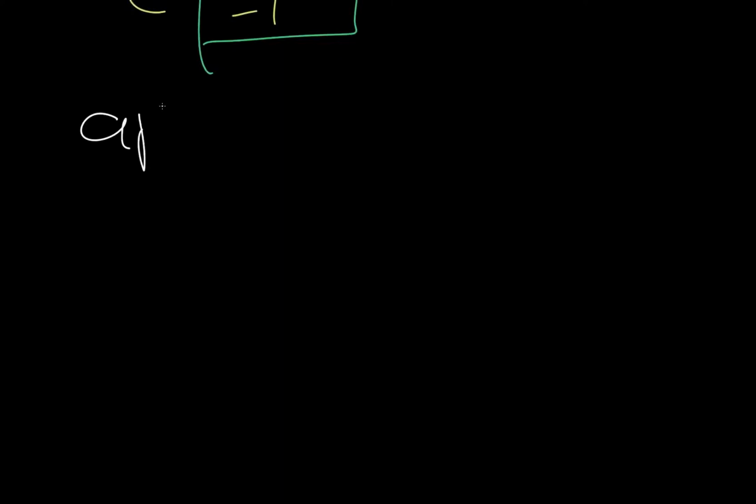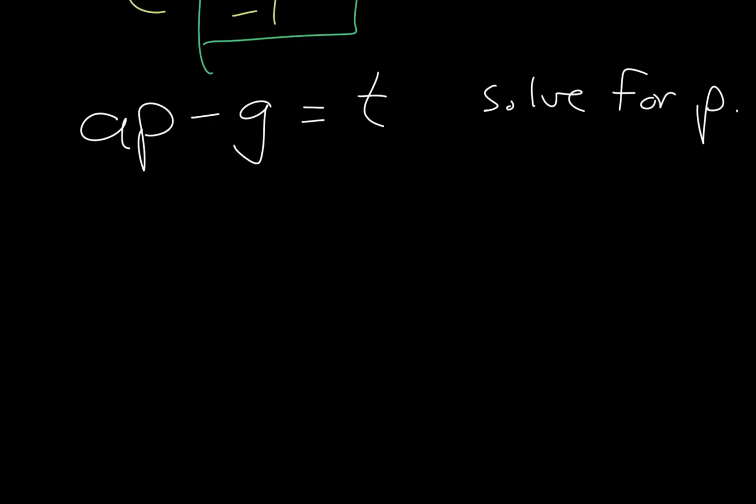Let's do AP minus G equals T. This time we're going to solve for P. Once again, we're going to go back to SADMAP just to make sure we're getting the right order. If you feel like you have the order down, you don't have to write out SADMAP every time, but this is just for anybody that's struggling with understanding what to do in which order.